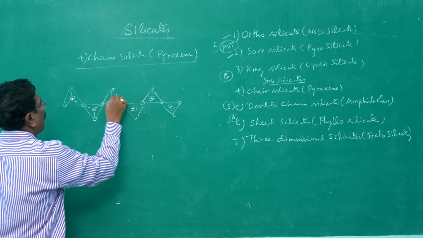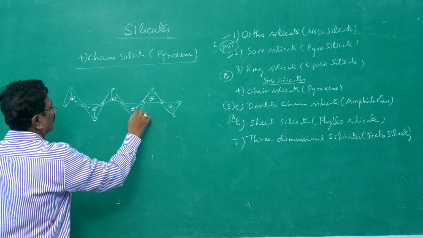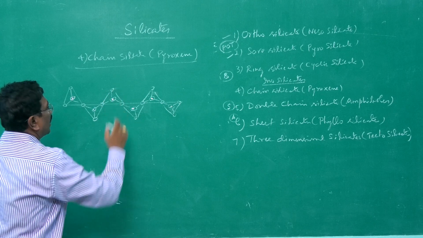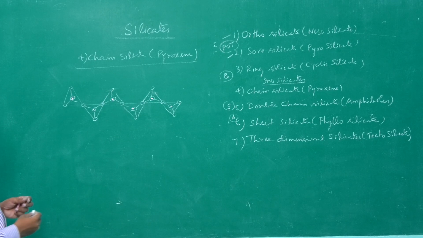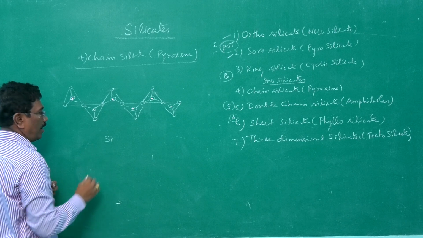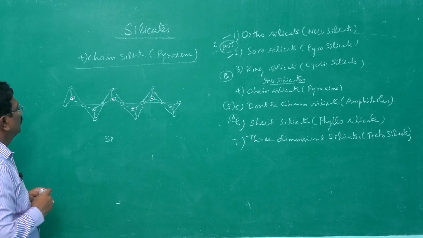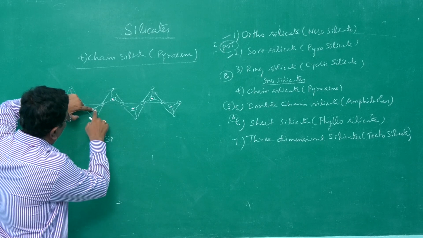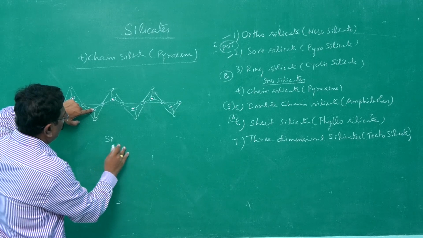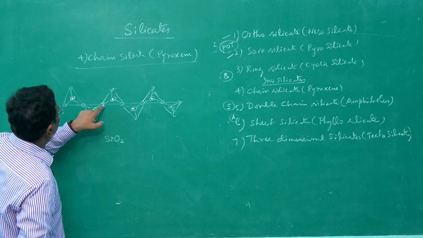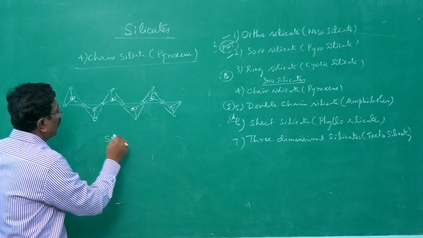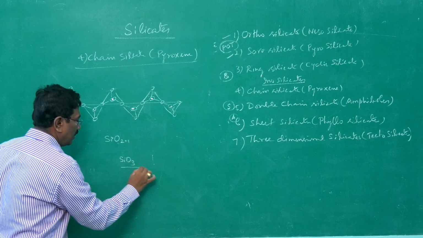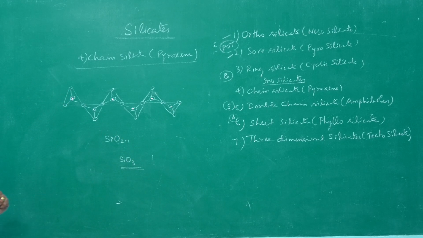So this is how in chain silicates the SiO4 tetrahedron units are linked. Here again 2 oxygen atoms are shared, as I have discussed earlier. Each silicon atom has only 2 oxygen atoms exclusively for it: 1, 2. 2 more oxygen atoms are shared, and therefore the contribution is 1/2 by 2 plus 1. Therefore SiO3 is the basic empirical formula, I can say.